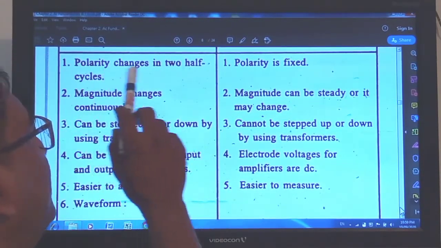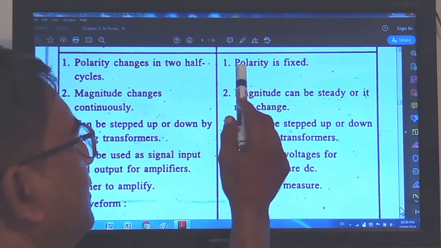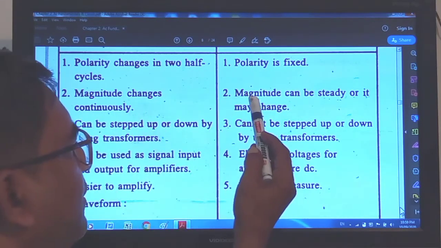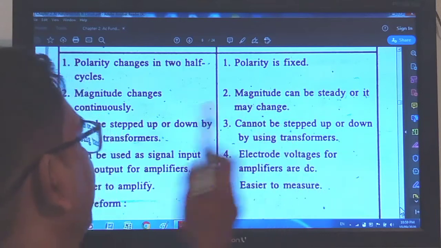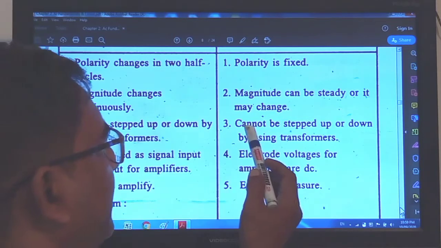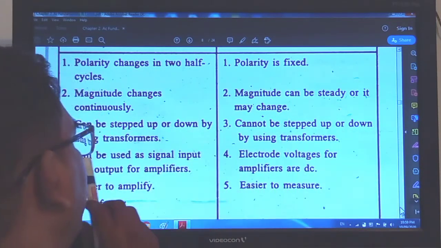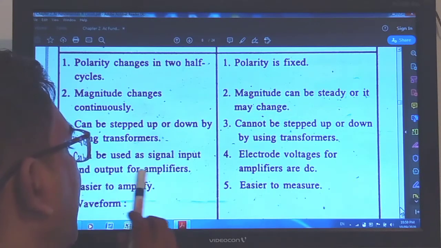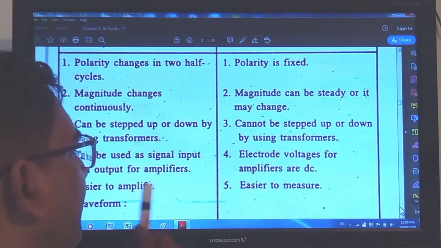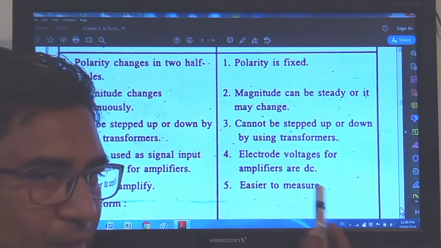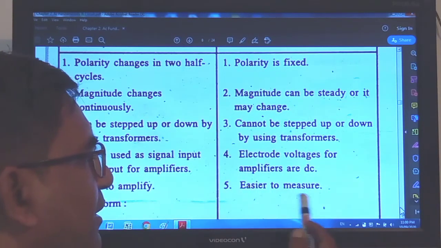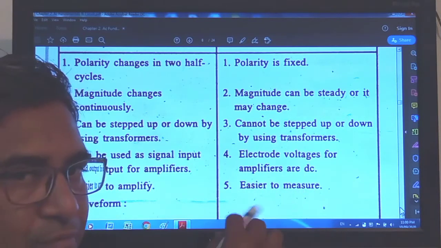In the AC voltage, the polarity changes in two half cycles. In a DC, the polarity is fixed. In AC, the magnitude changes continuously. In DC, the magnitude can be steady or it may change. An AC can be stepped up or stepped down using the transformer. DC cannot be stepped up or stepped down by using the transformer. It can be used as a signal input and output for the amplifier. The electrode voltages for amplifiers are DC, which is easier to measure. In an AC, the amplification is much easier, but in the DC, the value is measured very easily.